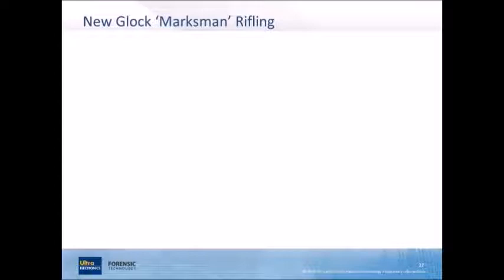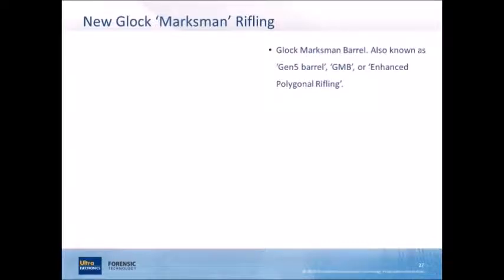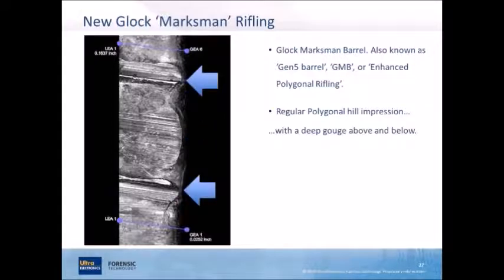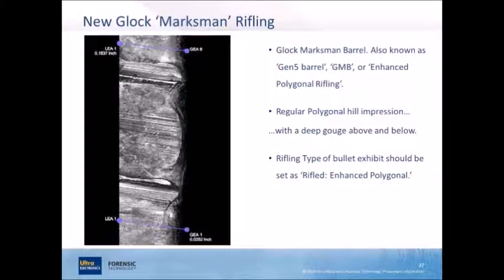A word on new Glock developments from the bullet point of view now, specifically the new Glock Marksman barrel rifling. It's also known as the Generation 5 or Gen 5 barrel, GMB, or Enhanced Polygonal Rifling. On the left-hand side here is an image of how it looks in IBIS. You've got the regular polygonal hill impression here with a deep gouge above and below. So the important thing with bullet exhibits from these barrels is that the rifling type is set as Rifled Enhanced Polygonal in IBIS, so that it's going to correlate with the correct subset of the database. Anchor lines should be placed slightly above and slightly below the deep gouges because the correlation algorithm for enhanced polygonal bullets uses the shape of the bullet as part of the search.